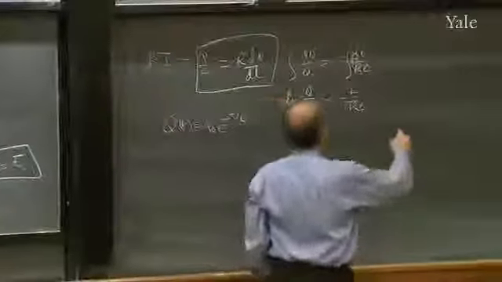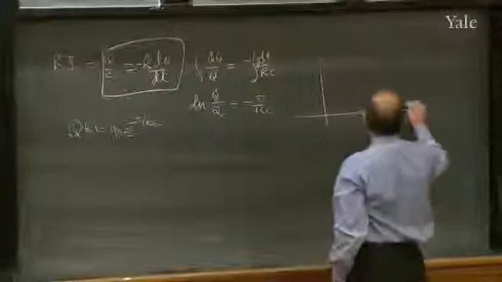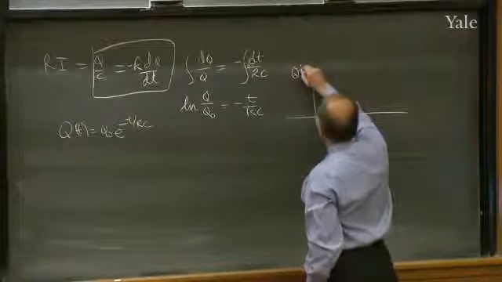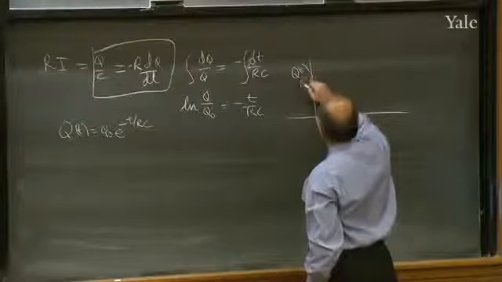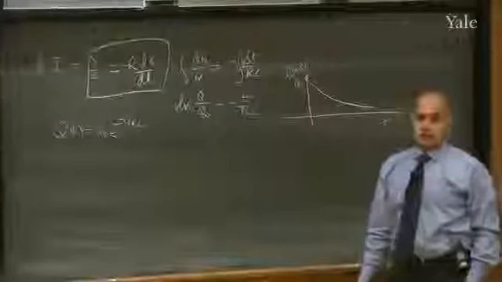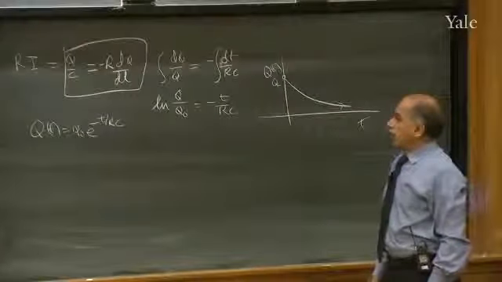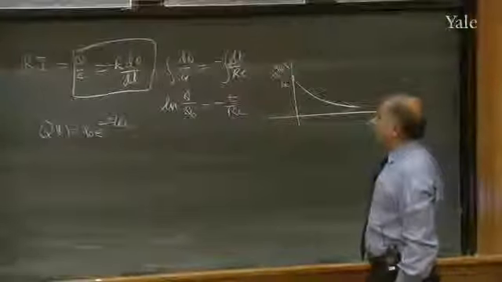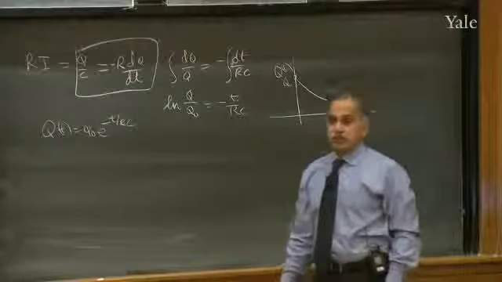That means after you close the switch, if you measure the charge on the capacitor as a function of time, it starts with some Q naught and it decays exponentially. How long does it take for it to completely discharge? The answer is an infinite amount of time.